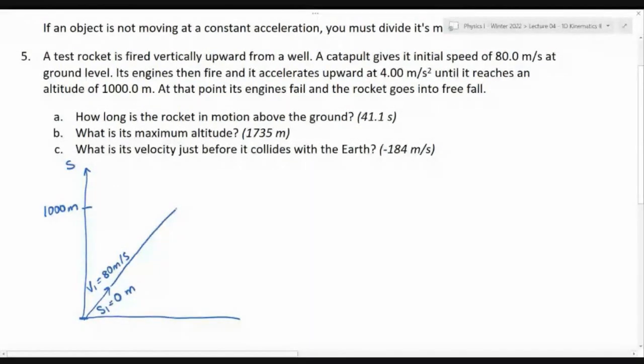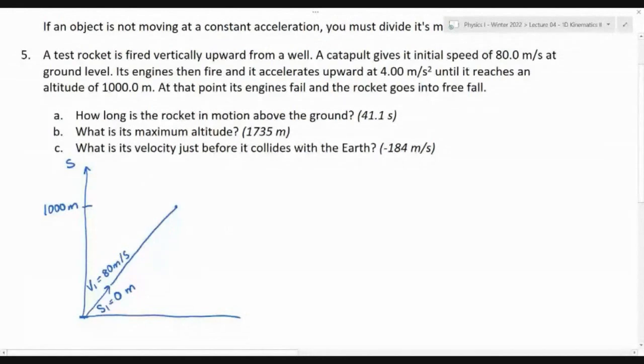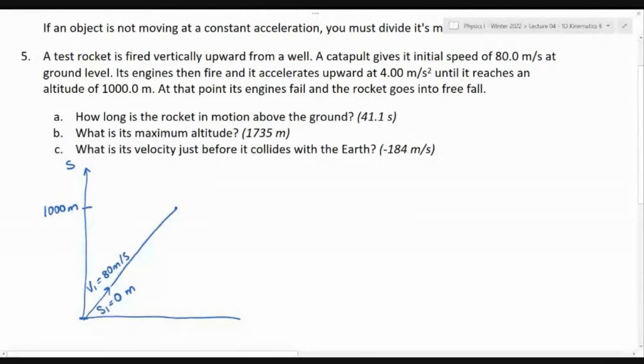And then once it gets to 1,000 meters, what happens? Its engines fail and the rocket goes into free fall. So this whole period here.